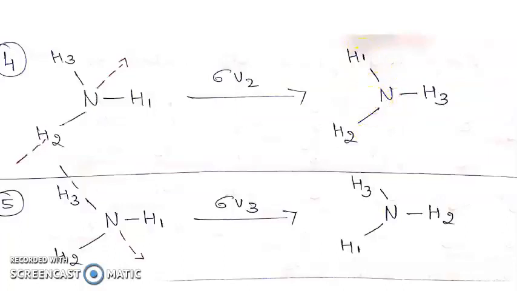We'll get this molecule. This plane is constant. The third hydrogen atom and the first hydrogen atom will interchange. The first hydrogen atom will come here, the third hydrogen atom will shift here. After the sigma V2 operation, we will get this molecule.